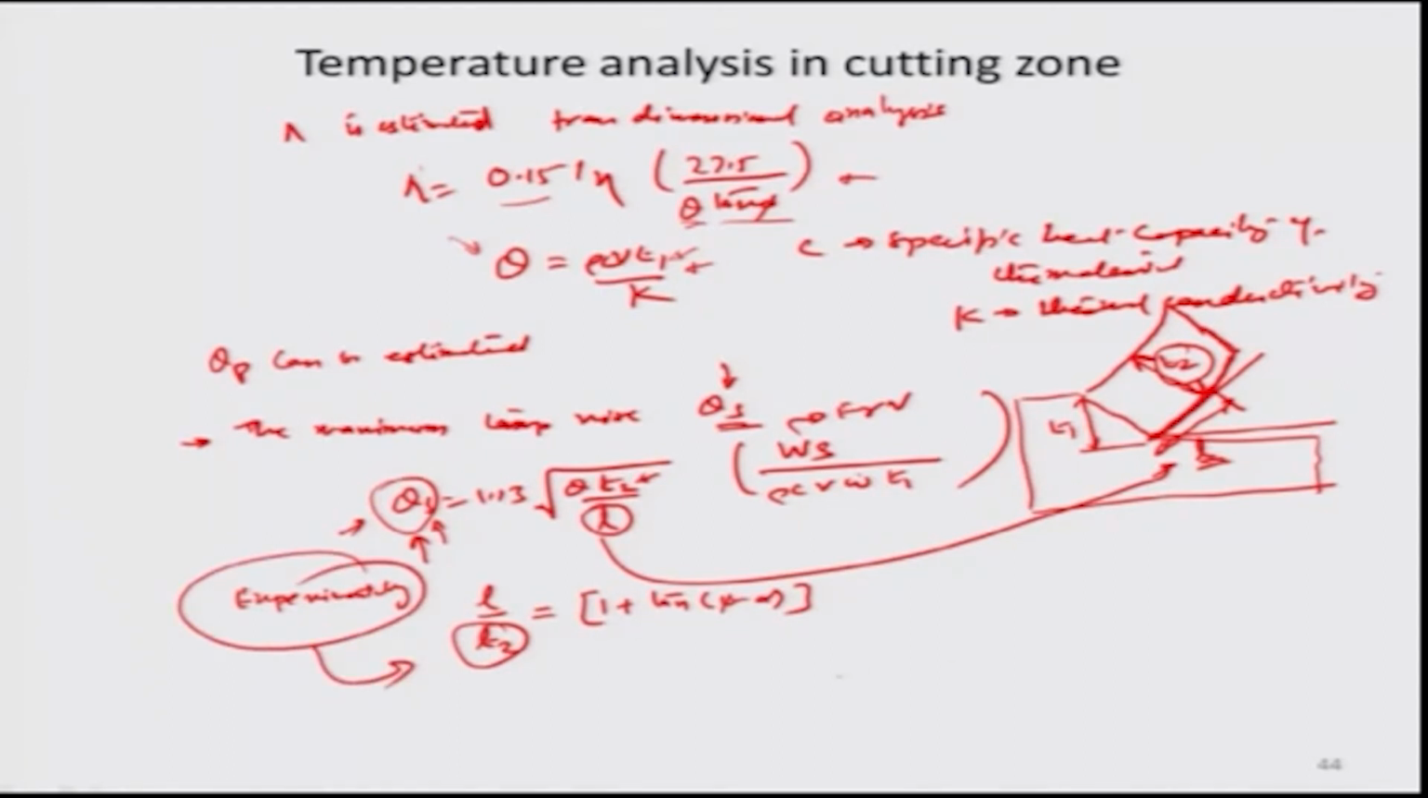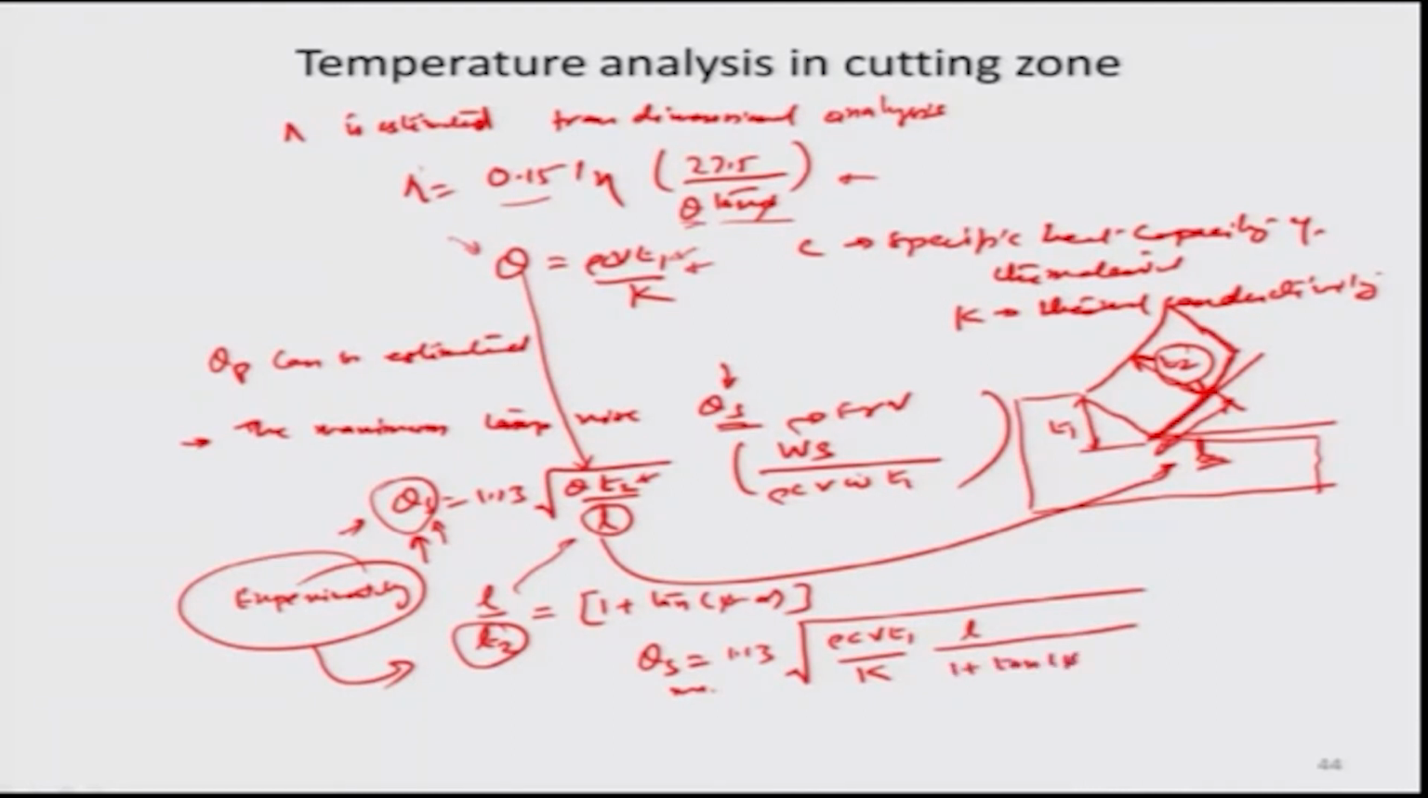In that event, if I substitute all these values and try to find out the overall form of what theta s would take by substituting the value of phi etc., the theta s maximum, which is the maximum temperature on the chip, or temperature distribution on the chip because of the relatively different lengths of engagement that the chip has with respect to the tool face, we can get this as 1.13 root over, and we put the value of theta here as rho v c T1 by K, thermal conductivity of the material, times T2, which again can be represented as L divided by 1 plus tan of phi minus alpha.